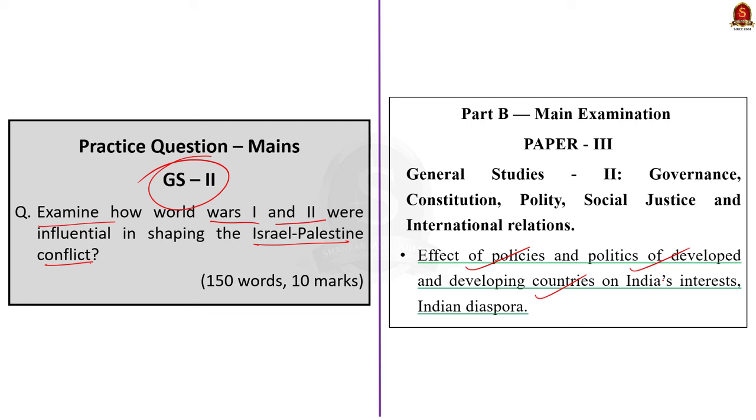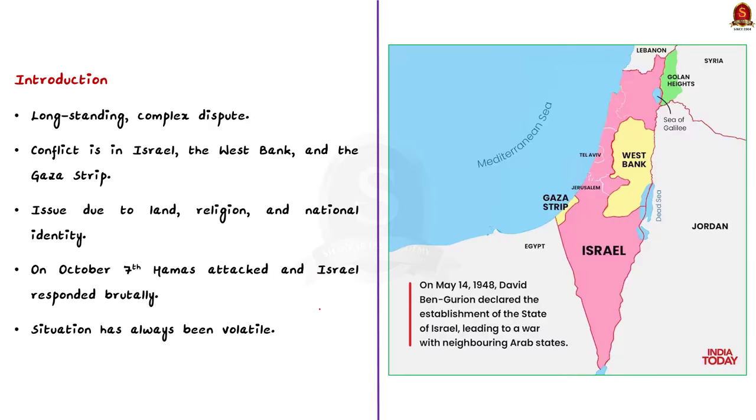See the question, it is a straightforward one and we have to address two things. Firstly, we have to write about the events that happened around World War I that influenced the Israel-Palestine conflict. In the second part, we have to write about the events that happened during World War II that influenced this conflict. So we are going to divide the answer into two parts. And this is how we are going to approach the question. Now let us start with the introduction.